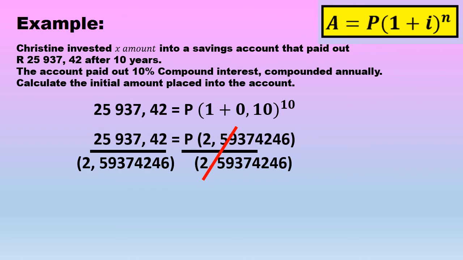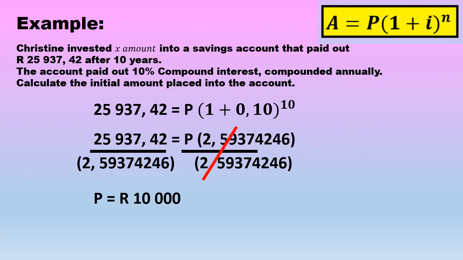All right, so then you've got P alone, and now all you need to do is, in your calculator, put in 25,937.42 divided by that long digital number 2.59374246, and then your answer gives you a lovely rounded off answer of P is 10,000 Rand.